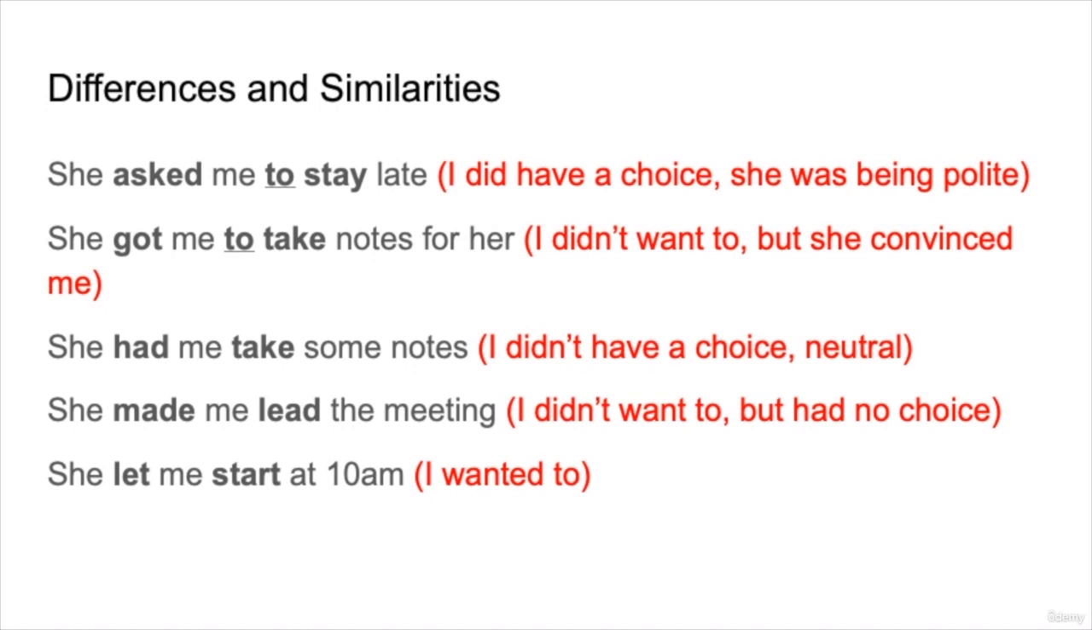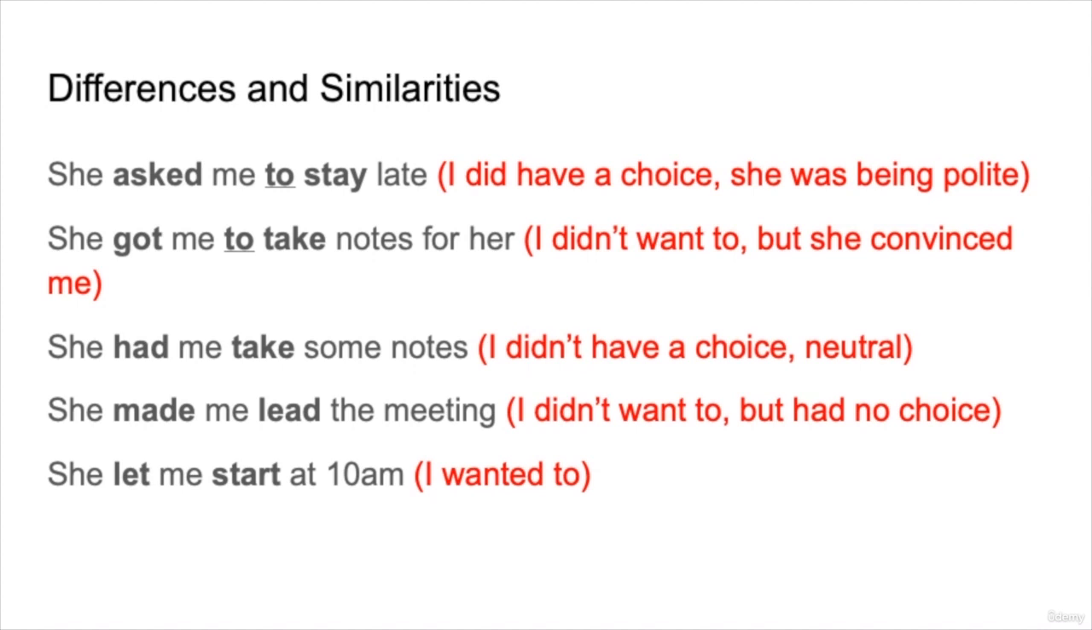She asked me to stay late. In this case, I did have a choice. I could say no, but she was being polite and she asked me to stay late. She got me to take notes for her. This is something I maybe didn't want to do, but she was very convincing and somehow she convinced me and I took the notes for her, so she got me to take the notes.